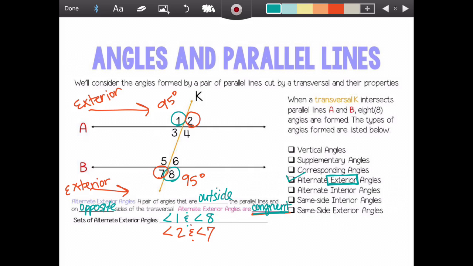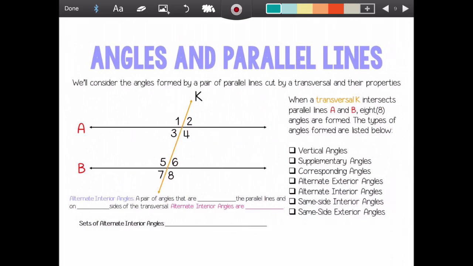Next one is alternate interior angles. So now we're talking about interior. If we were just talking about the outside, hopefully interior reminds you of a pair of angles that are inside or in between. We can just put inside, and then in parentheses, I'll put in between: in between the parallel lines and on opposite sides of the transversal.